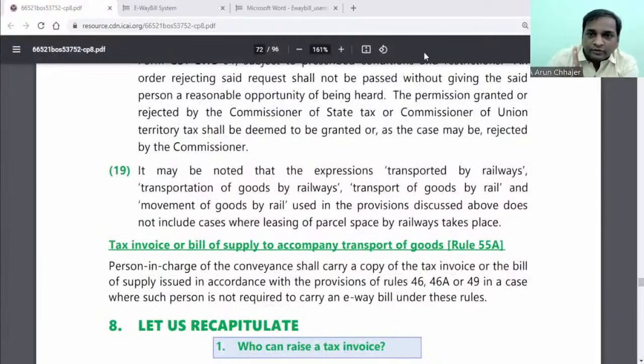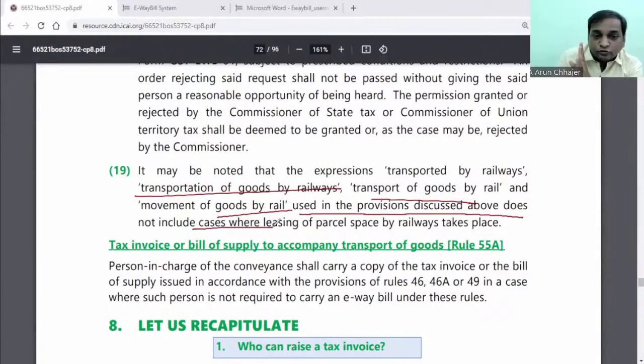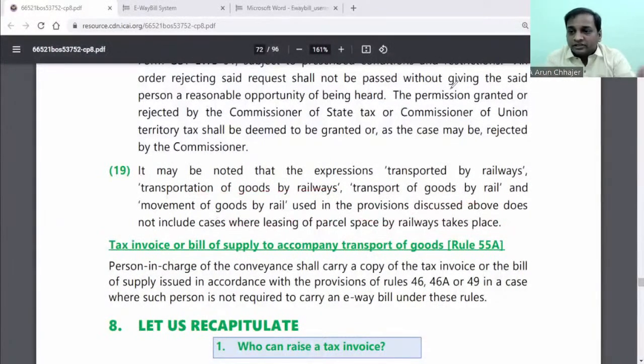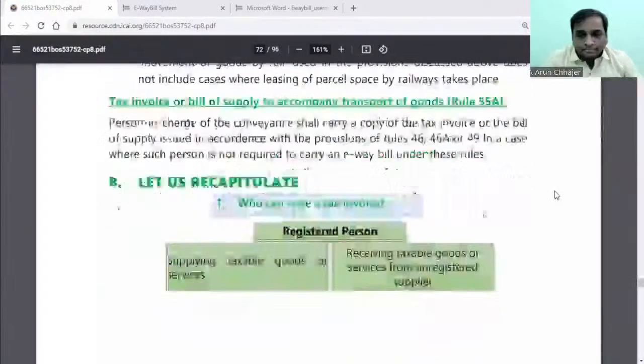Yes, it may be noted that transportation of goods by rail, and movement of the goods by rail used in the previous discussion, does not include the case where the leasing of the parcel space by railway takes place. So sometimes railway gives the space on leasing, that will not be covered.